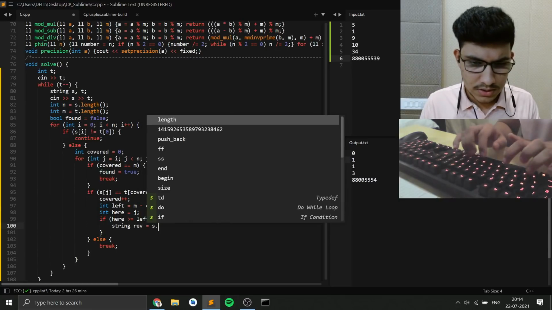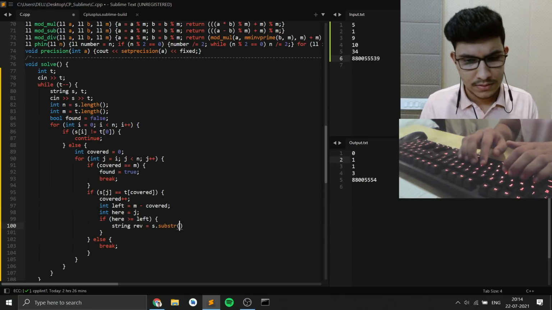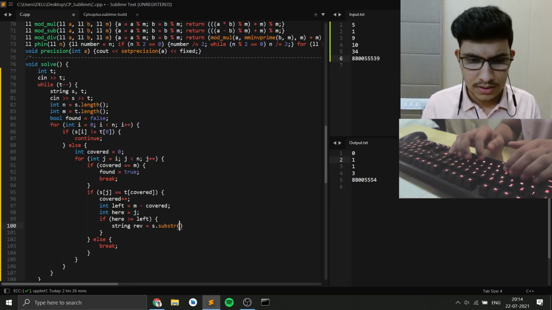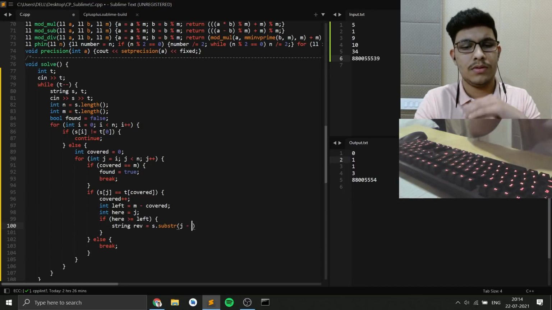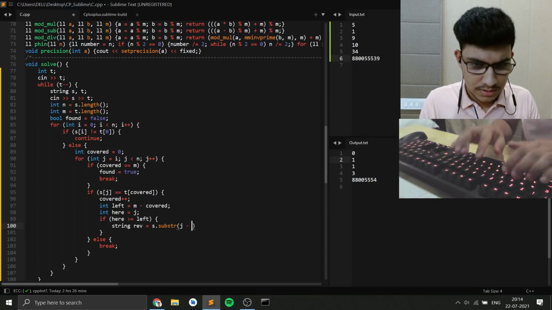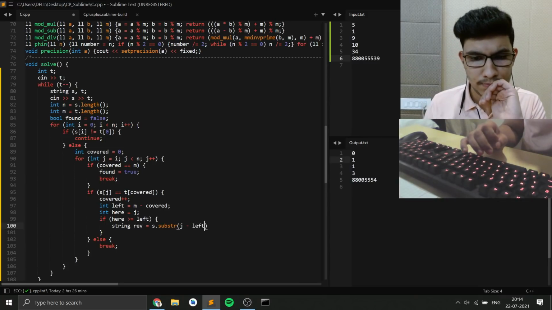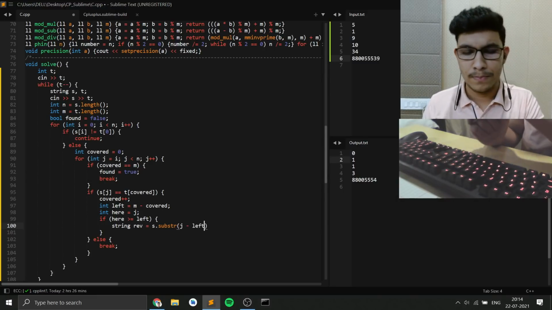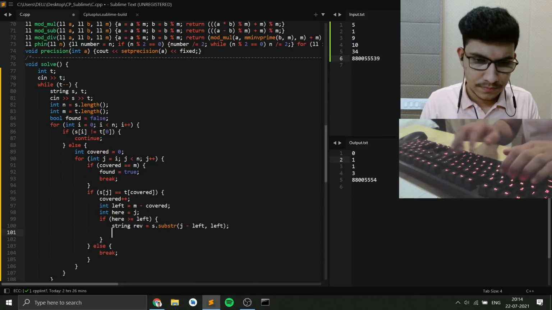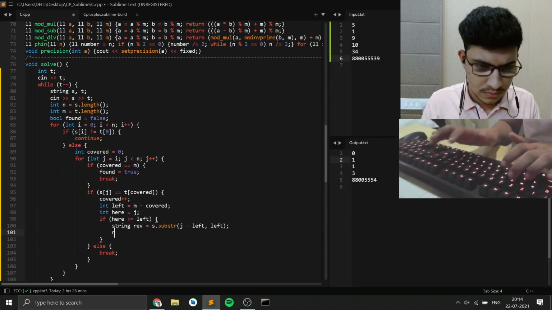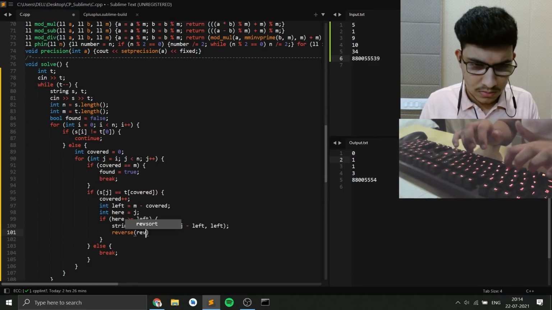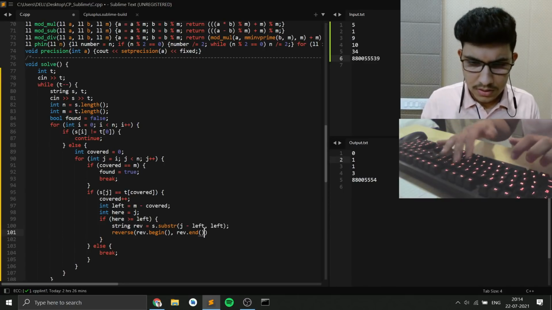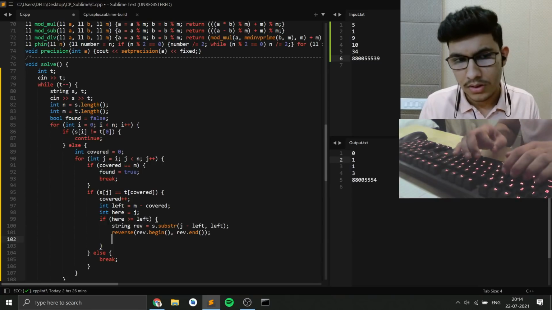String rev equals s dot substr, and I have, so I'm standing on the jth index, so I do j minus left, comma left. Right, now I only need to check if this is actually equal to the remaining string or not.